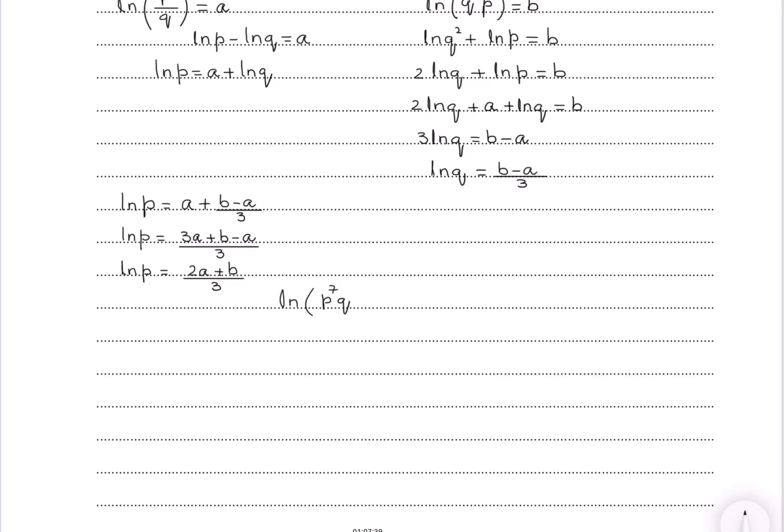So ln of p to the power 7 q equals ln p to the power 7 plus ln q. So bring down the power 7 to the side. So 7 ln p plus ln q. Now 7 times ln p is 2a plus b over 3 plus ln q is b minus a over 3. Now simplify them. 14.